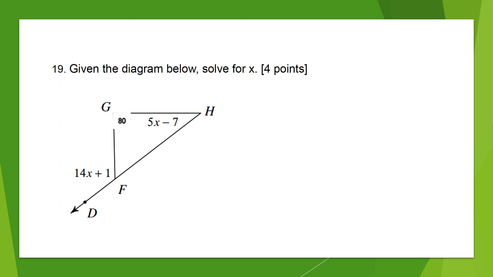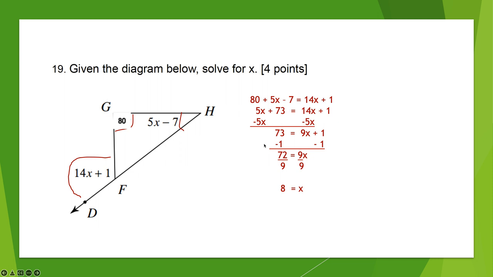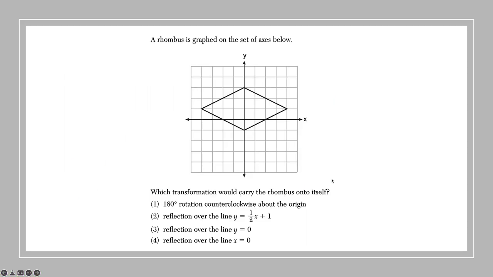This guy is that the measure of an exterior angle is equal to the sum of the two remote interior angles. So this 80 in here and this 5x minus 7 have to add up to the 14x plus 1. So 80 plus 5x minus 7 is equal to 14x plus 1. Subtracting 5x, 73 is 9x plus 1. Subtracting the 1, 72 is 9x. Dividing by 9, x is 8.